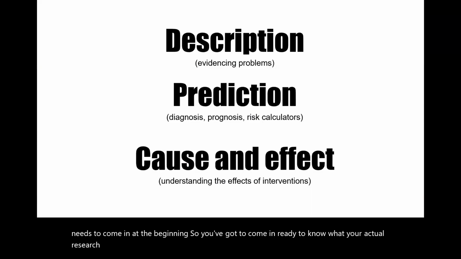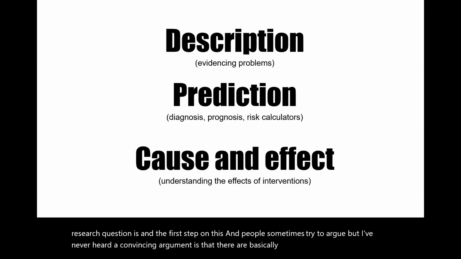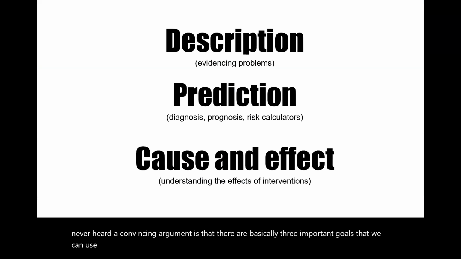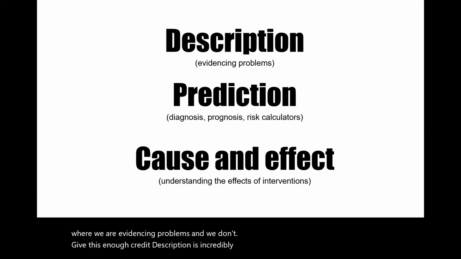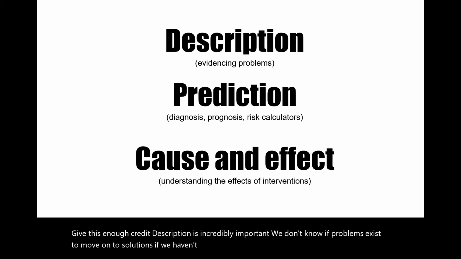And the first step on this, and people will sometimes try to argue, but I've never heard a convincing argument, is that there are basically 3 important goals that we can use data to learn about in the context of clinical research. We can do description, where we're evidencing problems, and we don't give this enough credit. Description is incredibly important. We don't know if problems exist to move on to solutions if we haven't described them accurately. We can do prediction, right? So diagnosis, prognosis, risk calculators.